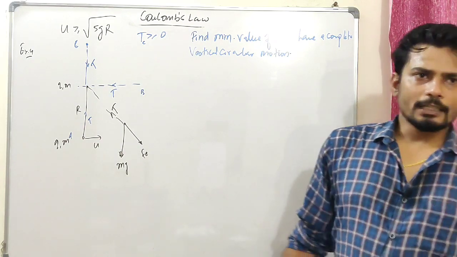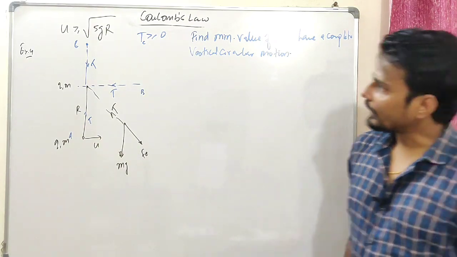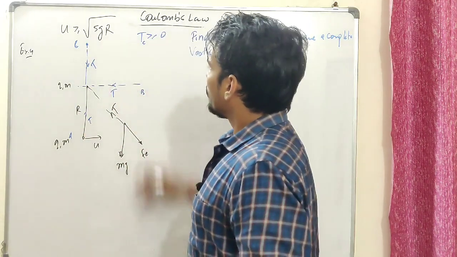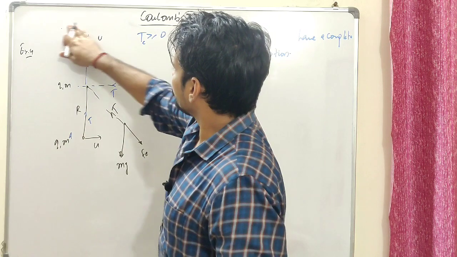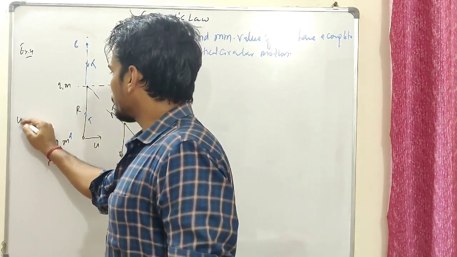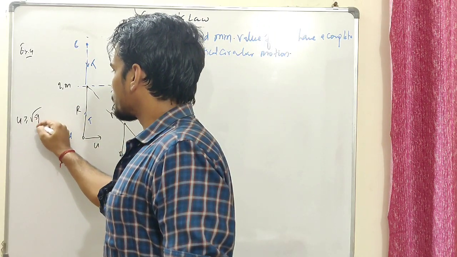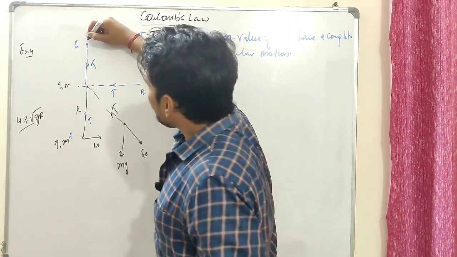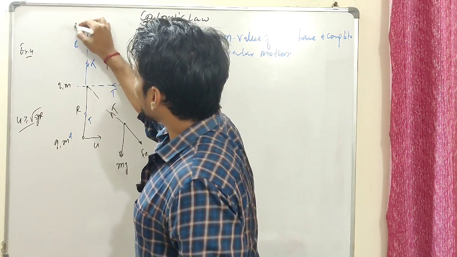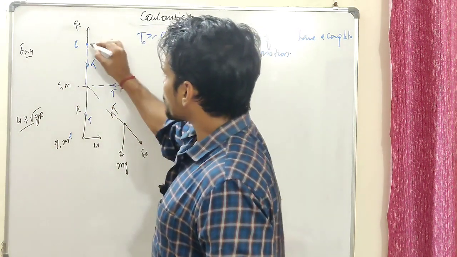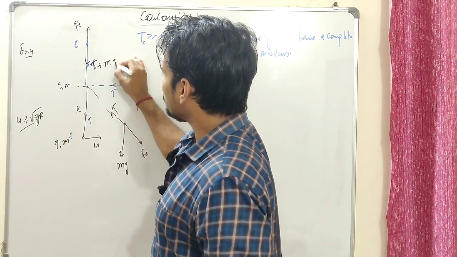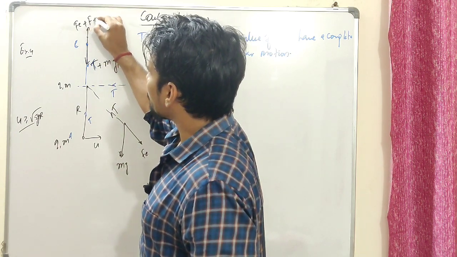Let's see what's going to happen now at this particular position. I'm going to clean this up. I'm going to write it here: U should be more than or equal to root 5gR. That's for the extra bit of knowledge. There's going to be an electrostatic force acting upward, tension in this direction, and of course mg over here, and here we're going to have the electrostatic force.